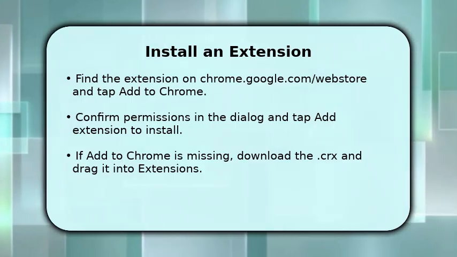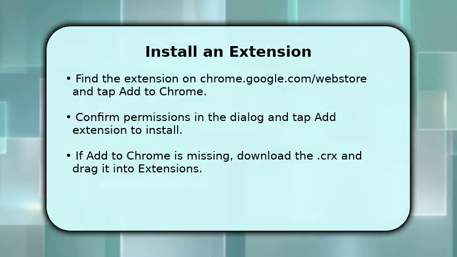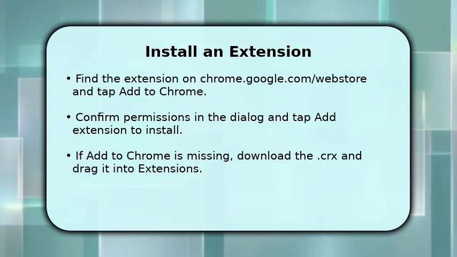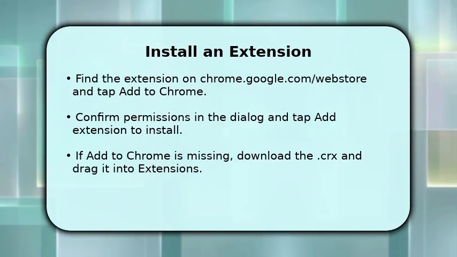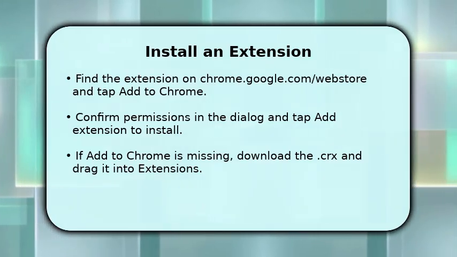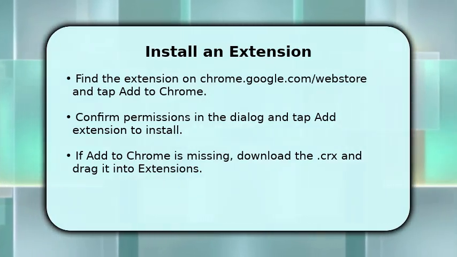If the Add to Chrome button is missing, download the extension.CRX file to your device. Then open Kiwi Extensions and drag the CRX into the page. After installation, return to the Extensions page to manage your add-ons.